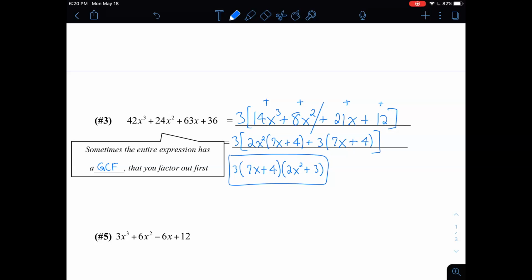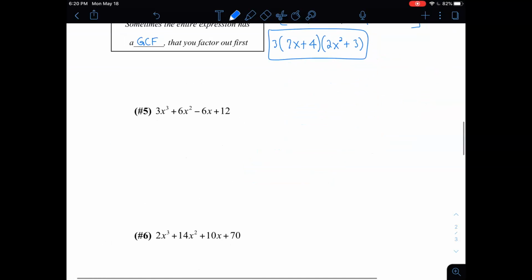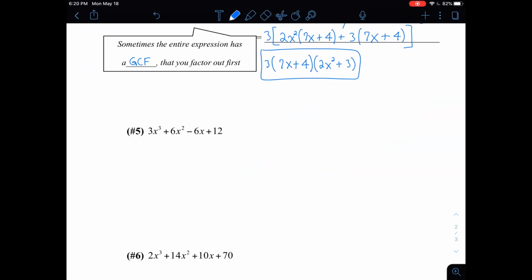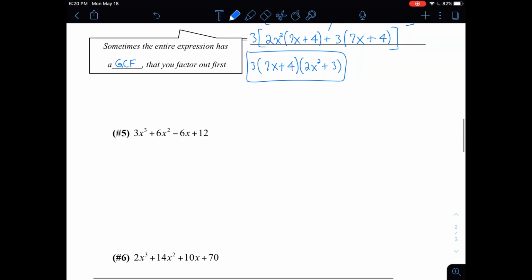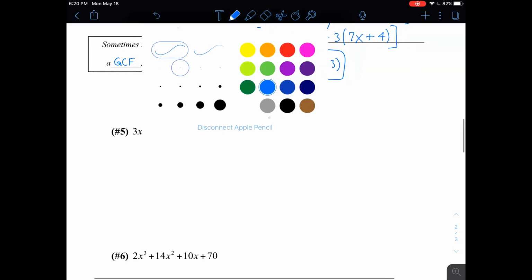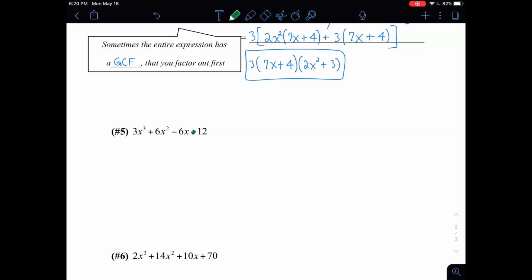All right, let me see which of these we want to do. We'll just do the next one, then we'll call it a day. All right, this one right here, 3x to the third plus 6x squared minus 6x plus 12. That actually should be minus 12 right here. That was a goof. This should be minus 12.